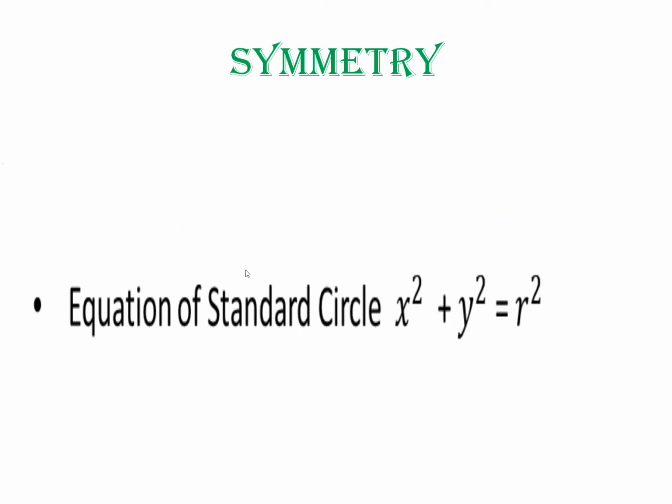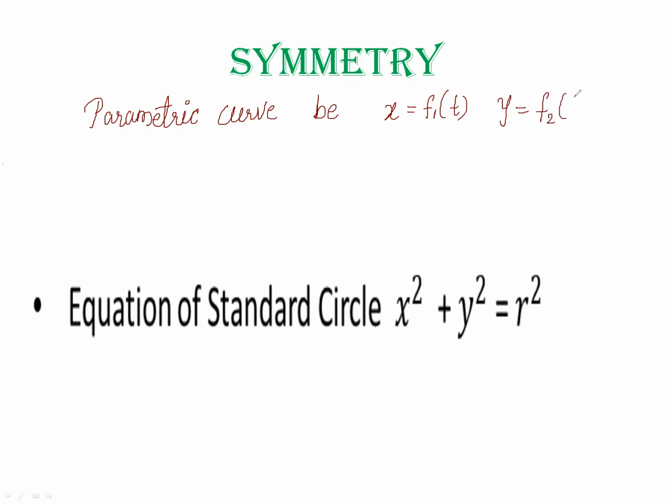Symmetry of this curve. Just I am writing here. Suppose the given parametric curve B, x is equal to f1 of t, y is equal to f2 of t. Okay, then how to get that symmetry? Just finding out symmetry of that curve.